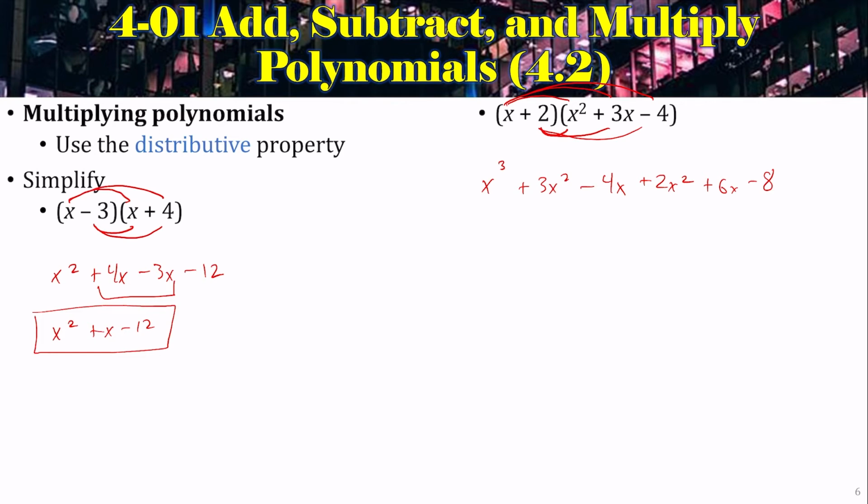Then I can combine like terms. I've got 3x squared and 2x squared is 5x squared. Then I've got negative 4x and 6x is 2x.